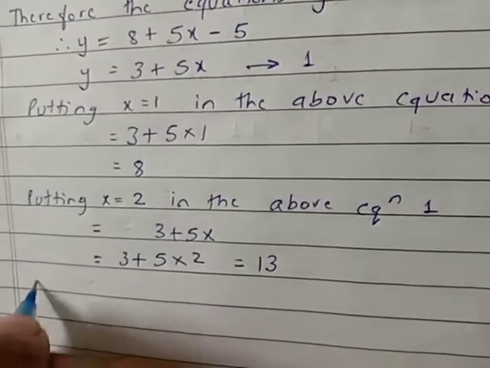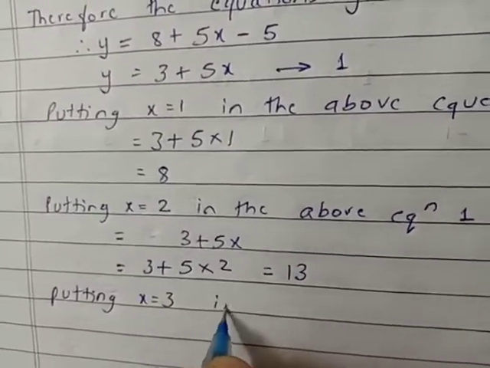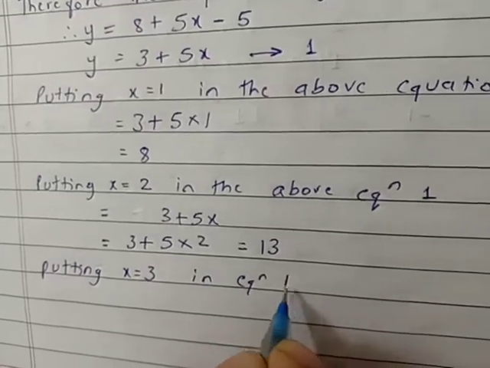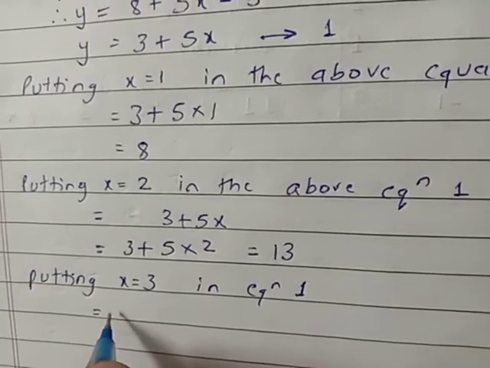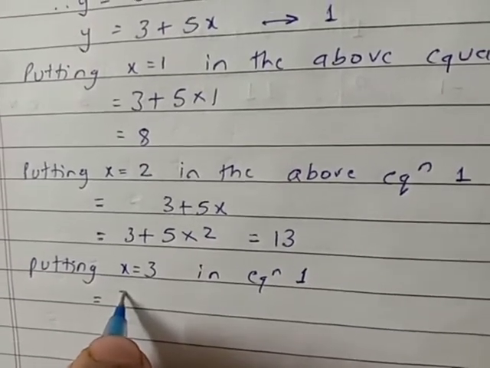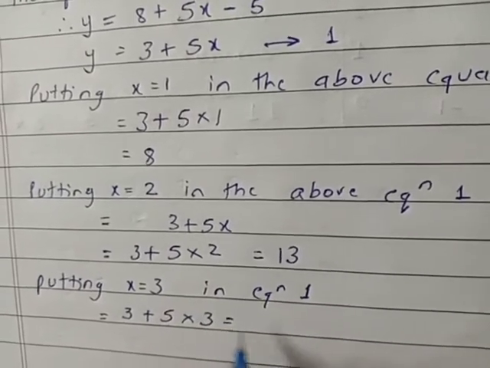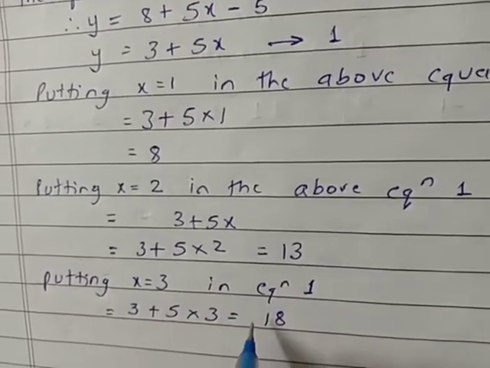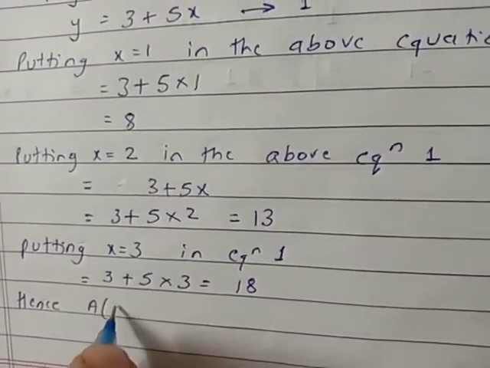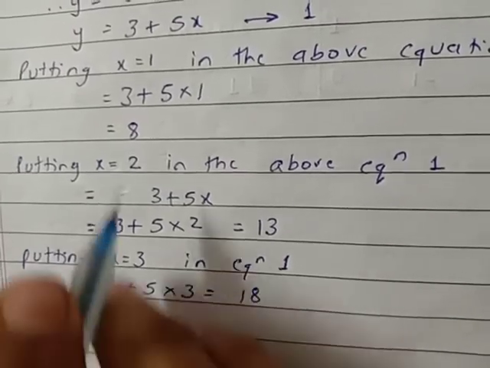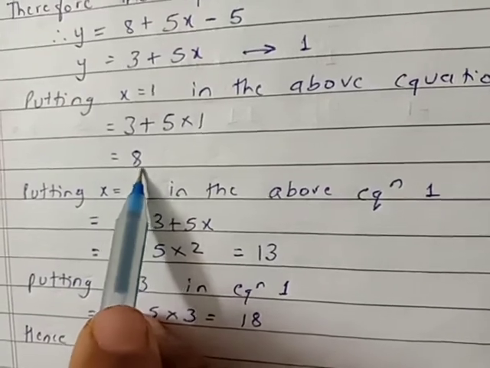Now again we will put x equal to 3 in equation 1. So what will be the answer? This will be equal to 3 plus 5 into 3. So the value of y is 18. How we can write this? Hence A is (1, 8). If we put the value of x as 1, we get the value of y as 8.